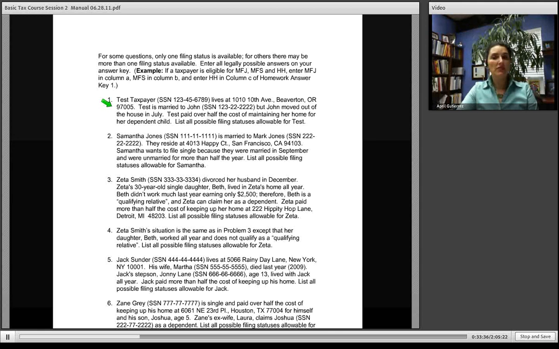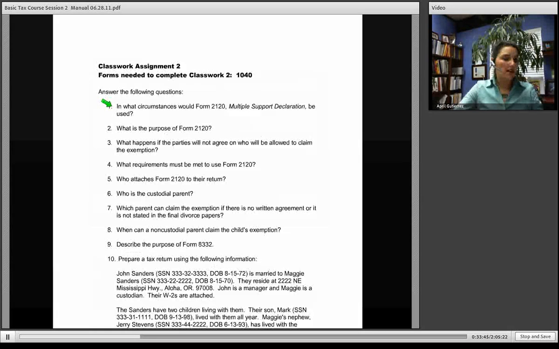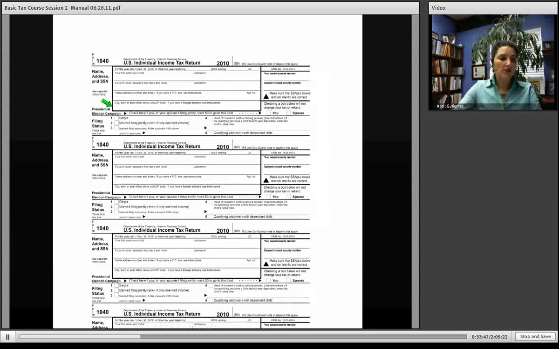And between those two statuses, more likely than not, she'll be eligible or better off filing a joint return. So let's go fill out the header for the first problem and use that married filing joint filing status.